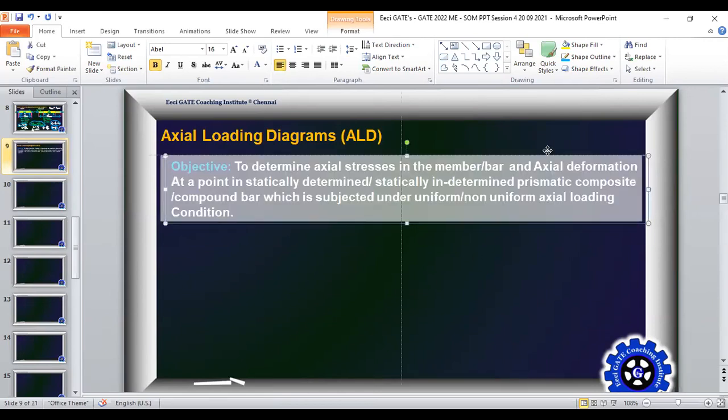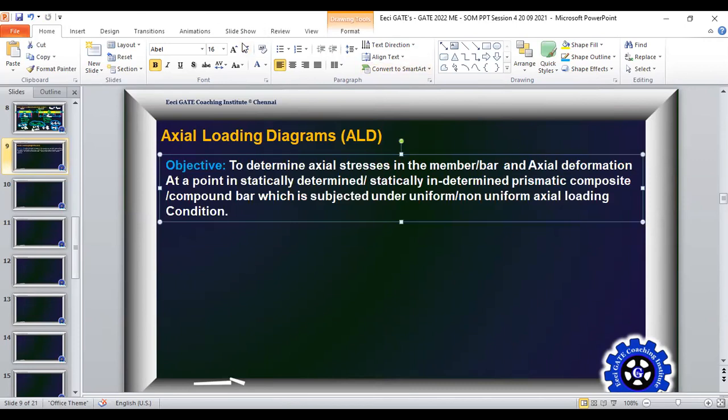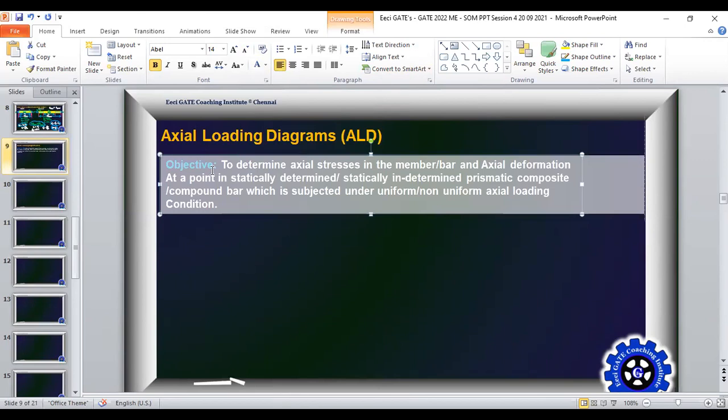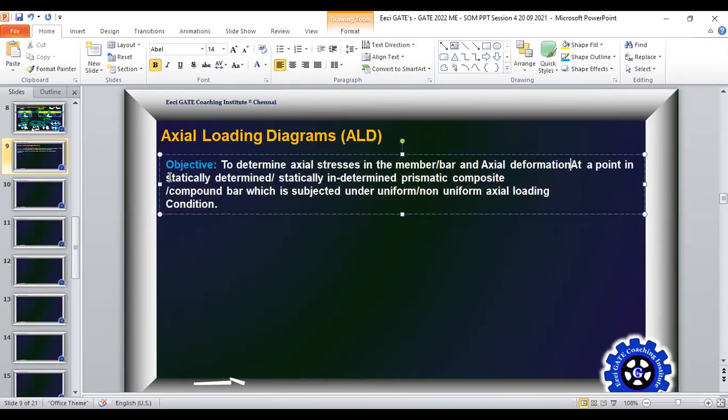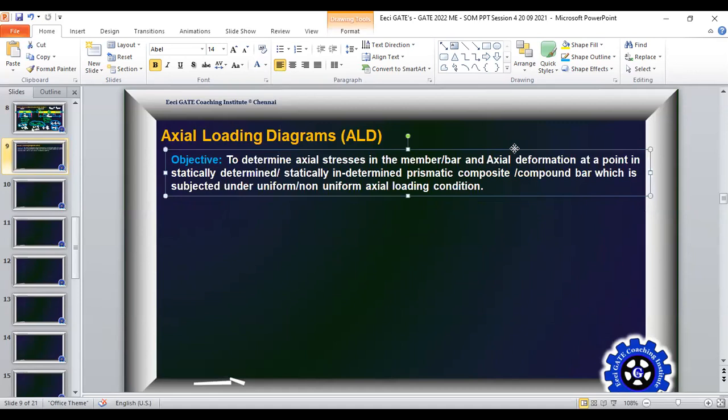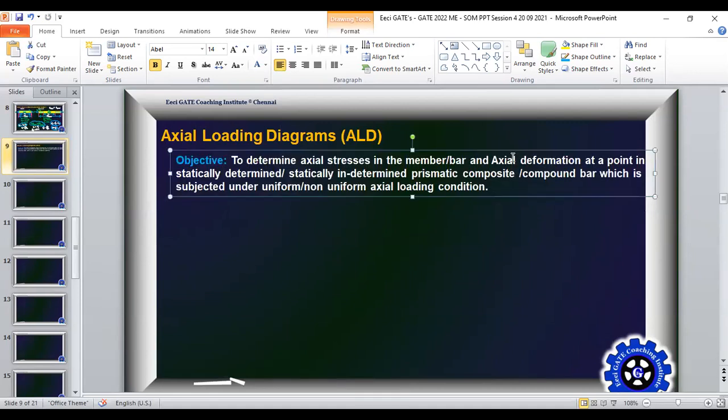Have you written? Is it okay? Completed or not? Yes, sir. This is a very beautiful statement. From this objective, you will complete everything actually.